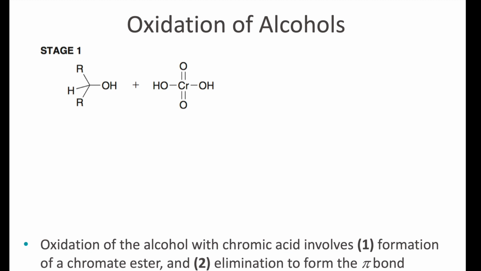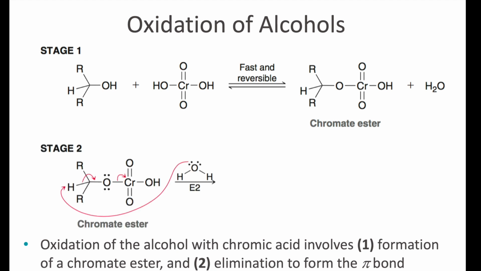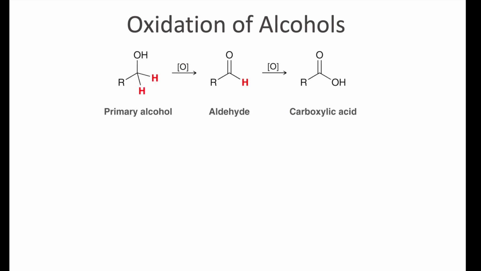I am not going to require you to know this mechanism, but I will just introduce it to you nonetheless. So in this reaction, you start out with your alcohol and your chromic acid, forming what is known as a chromate ester. This chromate ester then is attacked by a water molecule, where that water molecule extracts that proton in a beta elimination type reaction, forming a carbon-oxygen double bond. So that's your oxidation step.